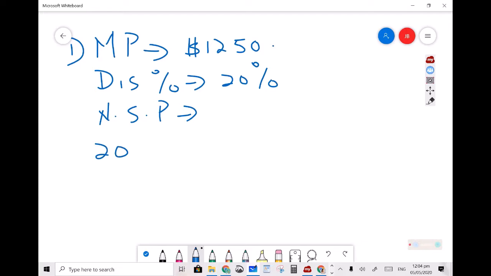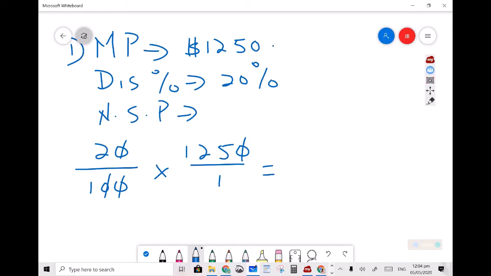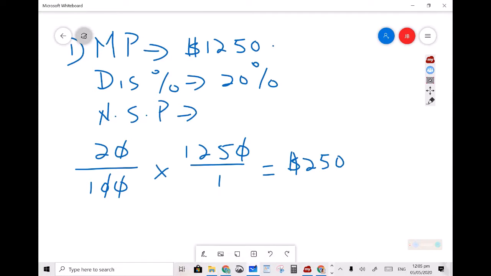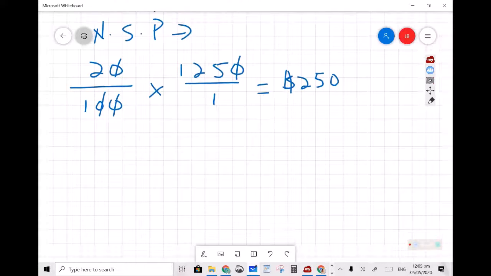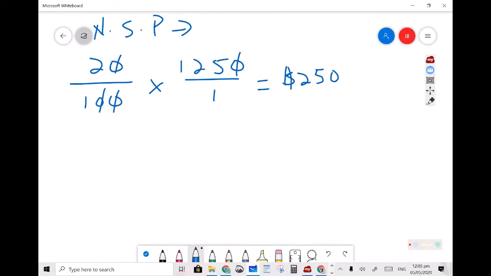So we are going to apply what we know in percentages. So 20% of $12.50. And we are going to mark off our zeros. Remember, you cannot mark off zeros that you don't have. So 125 by 2 will give you $250. Now, of course, you can do your calculation. Take your time and make sure that you do your proper calculation.